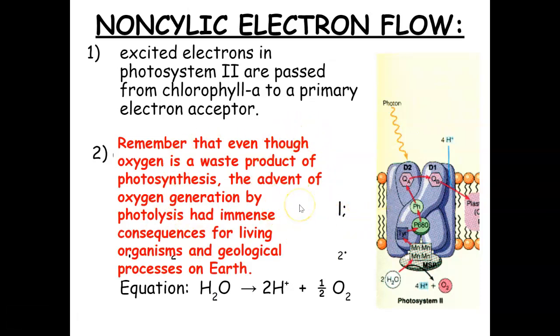Remember that even though oxygen is considered a waste product of photosynthesis in general, photosynthesis happening a lot way back in evolutionary history has allowed for immense changes to occur on Earth. Incredible consequences for living organisms as well as geological processes on Earth. So this process, and its increasing ability to occur, is incredibly important.